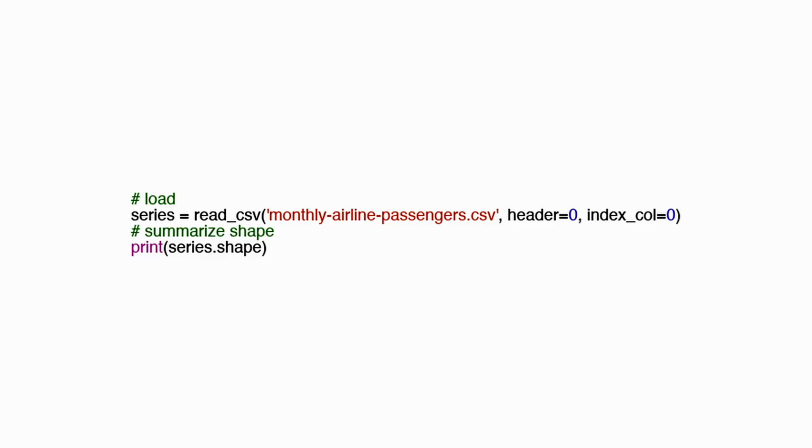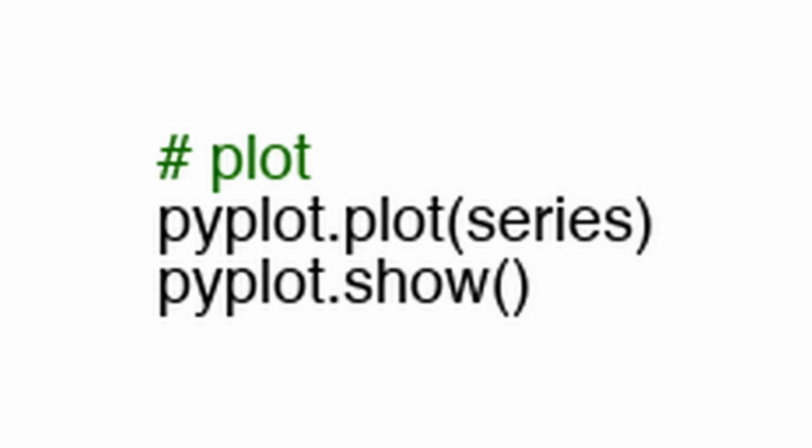Keep the document under the name monthly-airline-passengers.csv in your present working folder. To utilize this dataset as a pandas series, we can employ the read_csv function. Subsequently, we can provide an overview of the dataset's structure to identify the total number of observations. Afterward, a line plot can be generated for the series in order to understand its structure.